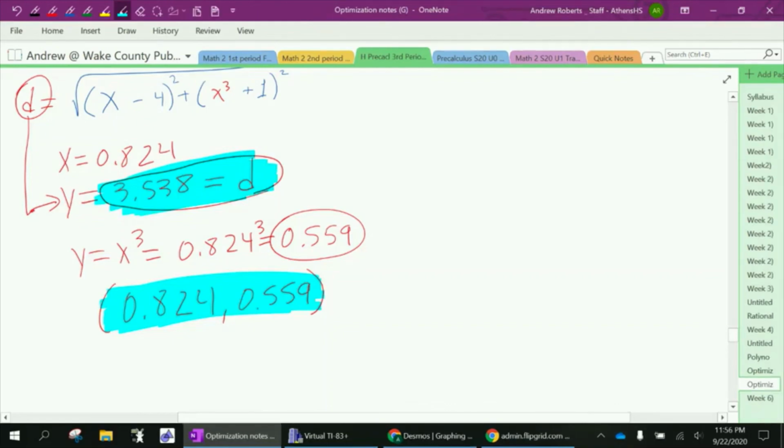When you answer the questions, please be careful. Pay attention and make sure you answer what they're asking, because sometimes they'll ask for a point, sometimes they'll ask for the distance, sometimes they may just ask for an x value. So be sure you pay attention.